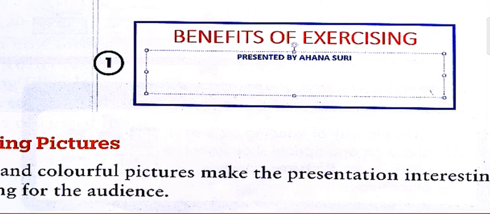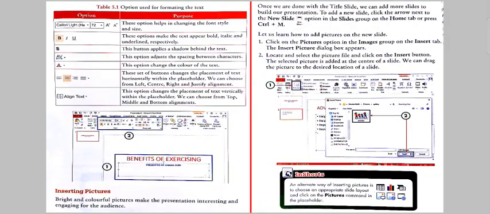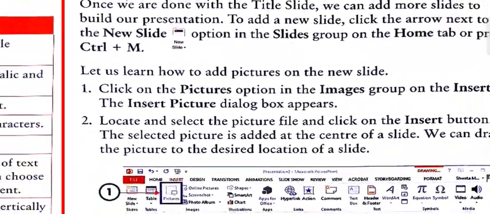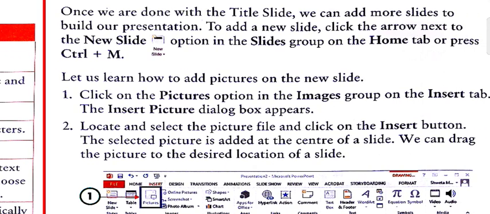Next topic is inserting pictures. Bright and colorful pictures make the presentation interesting and engaging for the audience. Once we are done with the title slide, we can add more slides to build our presentation. To add a new slide, click on the arrow next to the New Slide option in the Slide group on the Home tab, or press Control plus M. Control plus M is the shortcut key to insert a new slide.